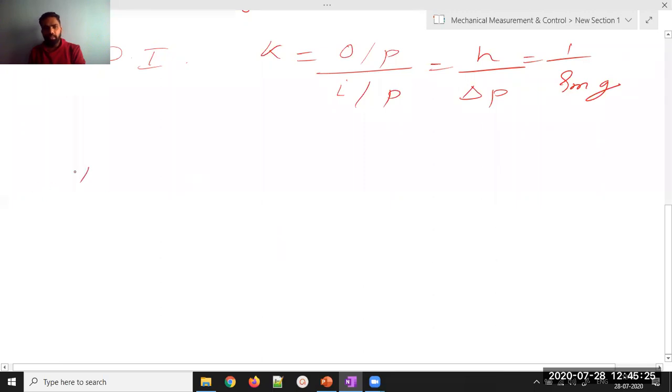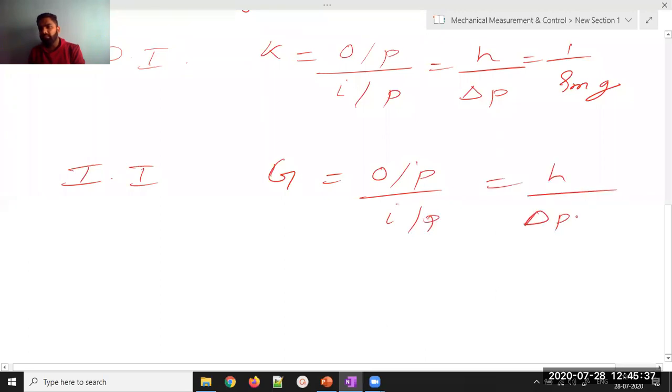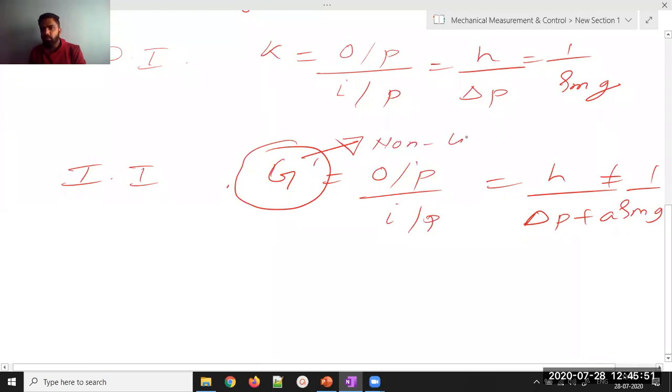Now, for interfering input, I got a function called the transfer function, where output upon input is h upon rho p plus a. This was not equal to 1 upon rho m into G. It will be equal to some other value, called the transfer function, because this is a non-linear instrument, and this non-linearity is due to the presence of an external signal. This is not inherent sensitivity, this is external sensitivity of the instrument.